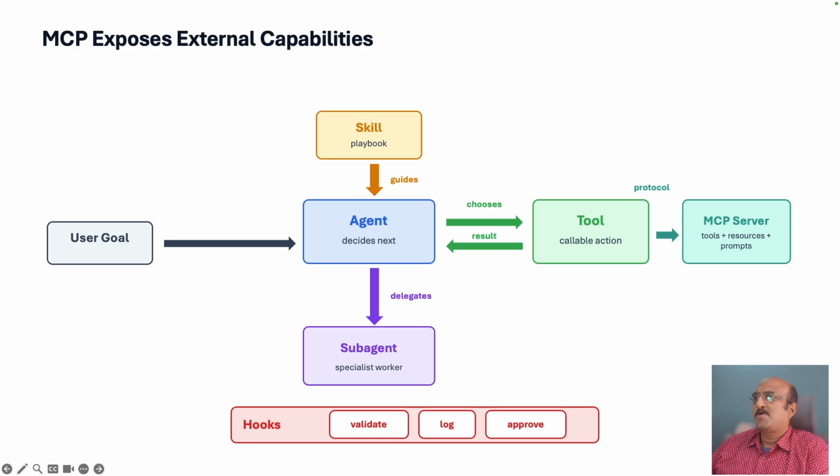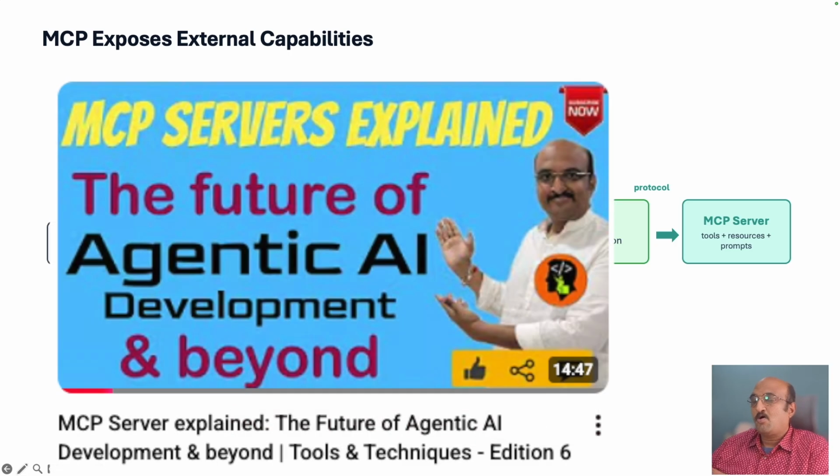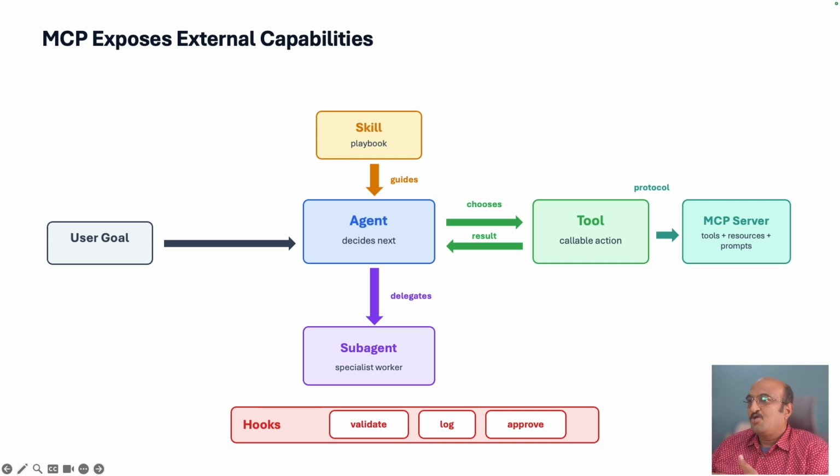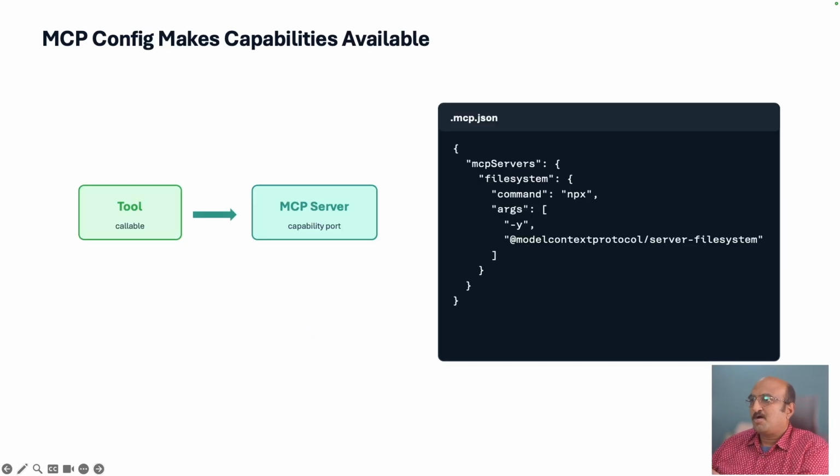MCP stands for Model Context Protocol. I have another separate video on how this MCP server works and its internals. It is basically nothing but a bunch of tools, prompts and resources. Resources could be URLs or context that would be relevant to make a tool call from the agent. So that is what the MCP server is. This is how the MCP server declaration might look.